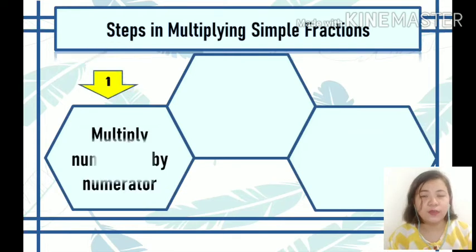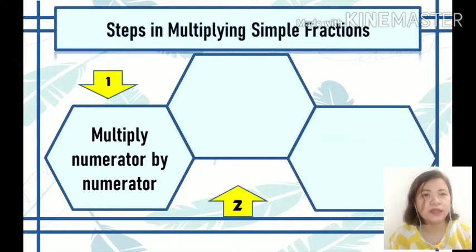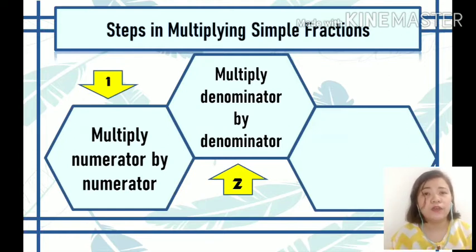First, we need to multiply our numerator by the other numerator. When we say numerator, those are the numbers at the top part of a fraction. Next, we're going to multiply our denominator by the other denominator. When we say denominator, those are the numbers at the lower part of a fraction.